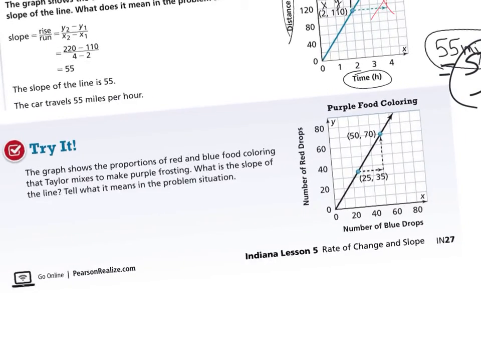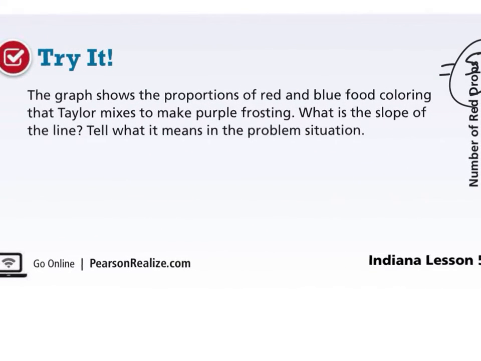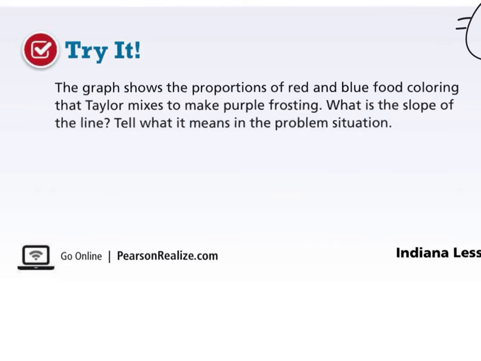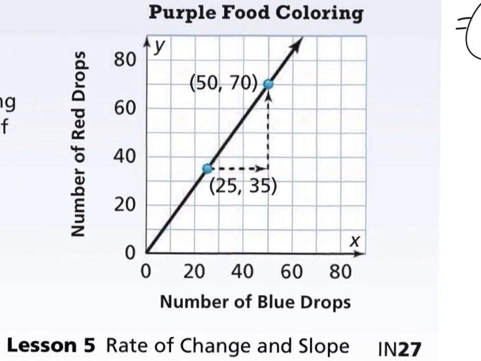So if you look at the try it, the graph shows the proportions of red and blue food coloring. Tailor mixes to make purple frosting. What is the slope of the line? And tell what it means in the problem situation. So you might guess I'm going to cross this out.